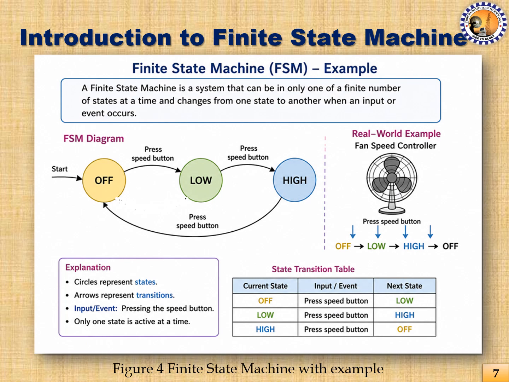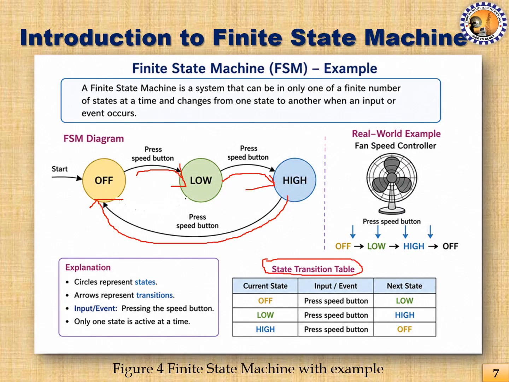It will make transition from the off state to the low state, as shown over here. Then thereafter, it will make transition from the low state to the high state when we press the switch again. And if we press the switch again, it will come back to the off state from the high state. So this can be represented in the form of a state transition table.